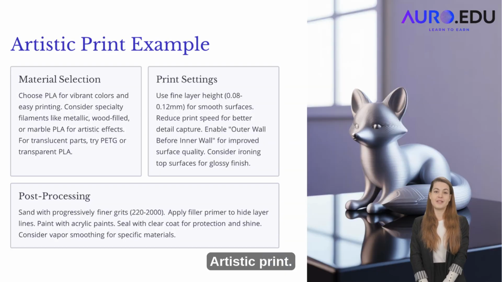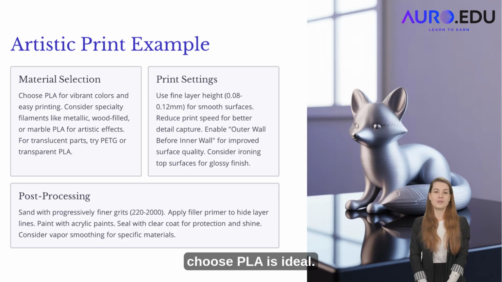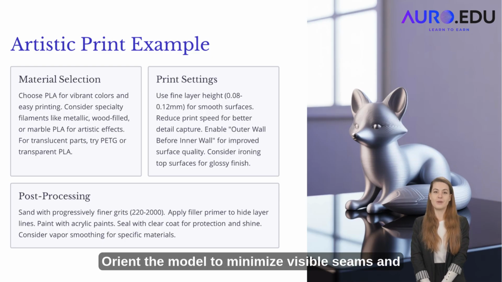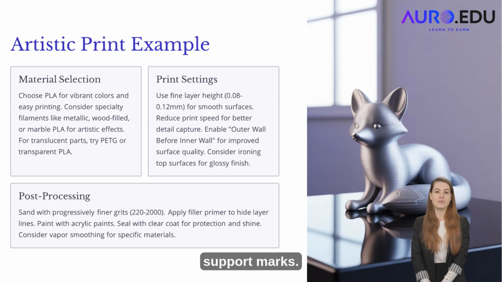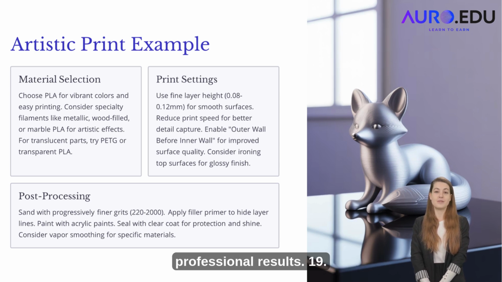18. Artistic print example. For decorative models like statues, PLA is ideal. Choose fine layer height, 0.1 millimeter, for smooth finishes. Orient the model to minimize visible seams and support marks. Post-process with sanding and painting for professional results.